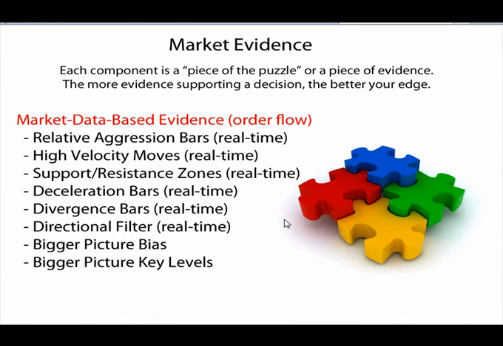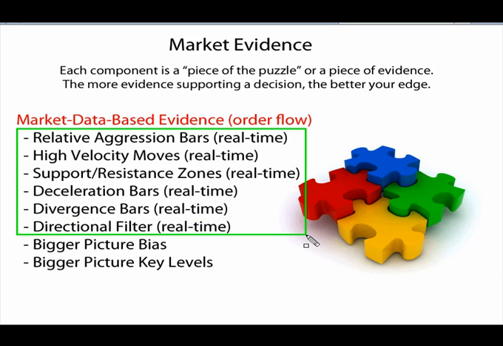What I mean by confluence is you can see we have a lot of different market information here. We have a lot of different real-time information. We really focus on these relative aggression bars and high velocity moves, but we also look at support resistance, deceleration, divergence, and a filter. So those are the real-time aspects of a chart that are going to come in, obviously, in real time.